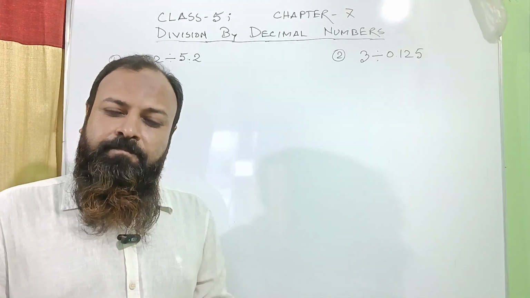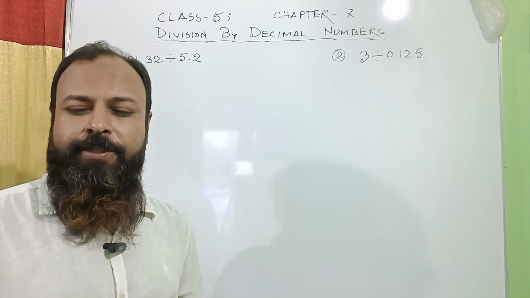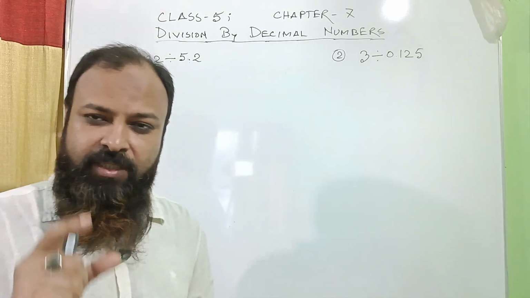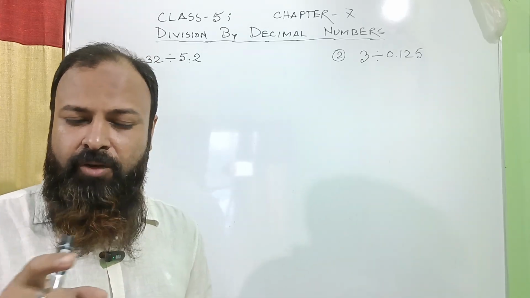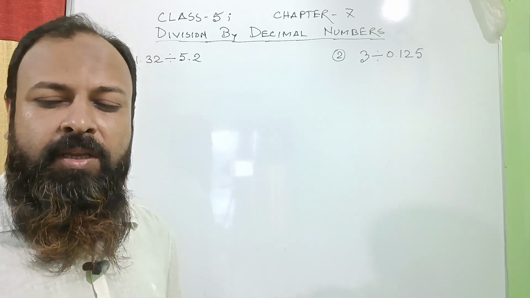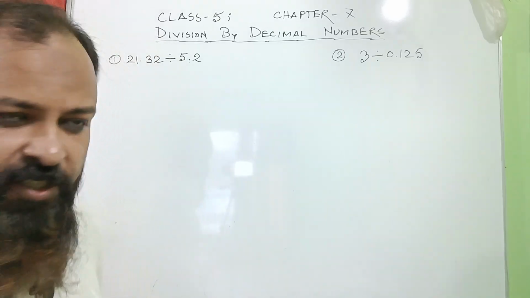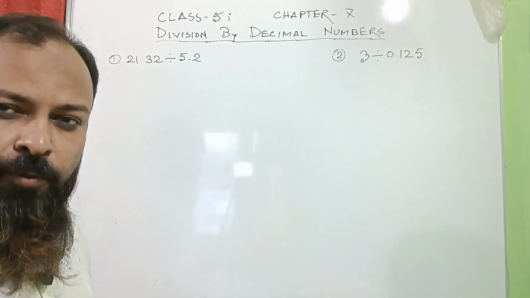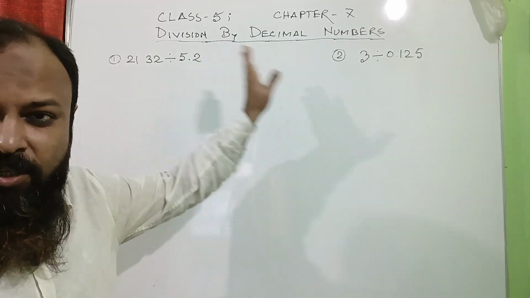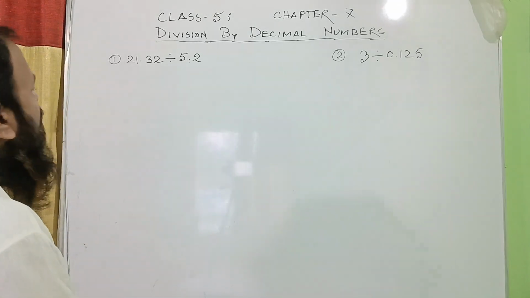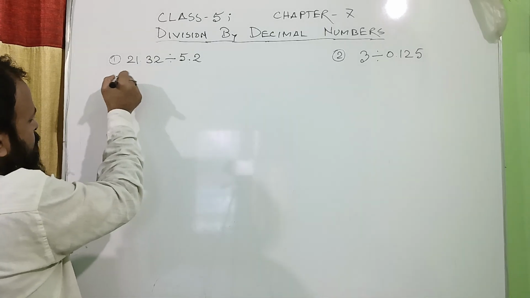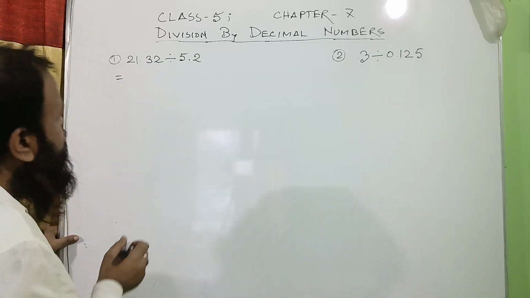Remember, for this type of calculation, we are always to convert the divisor first. We always convert the divisor into an integer. And to do so, we are to bring the decimal point to the rightmost side of the number. Okay, so here we are doing so.